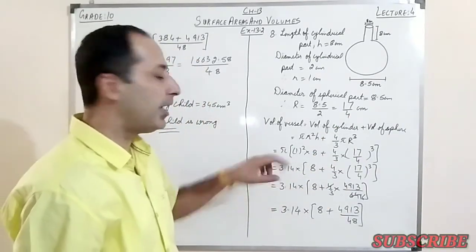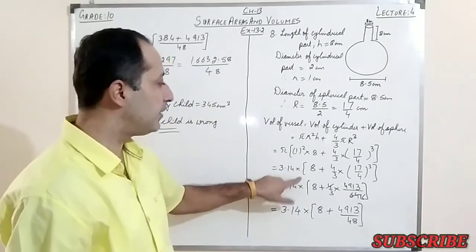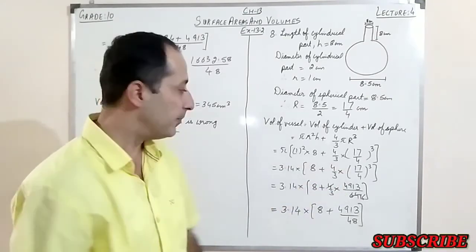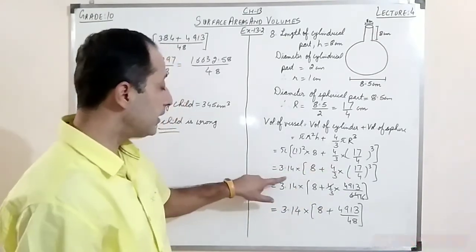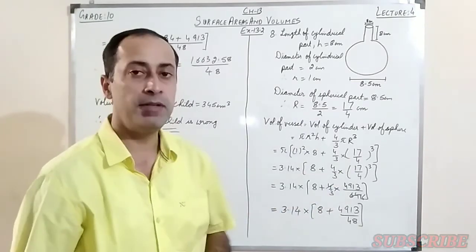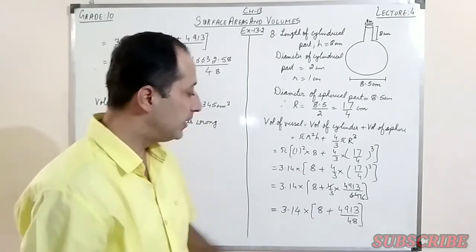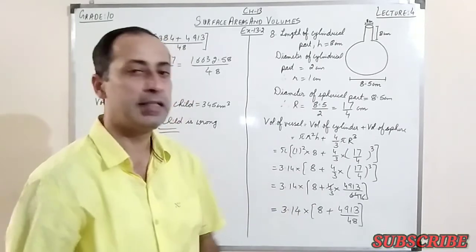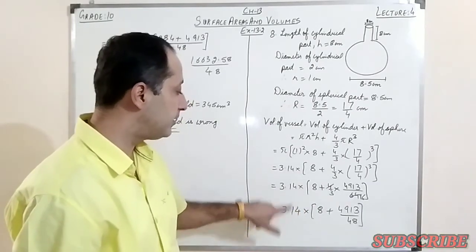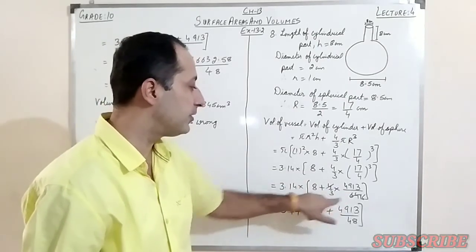Now pi in the question is given, we have to take pi as 3.14, so this is 3.14 multiplied by 1 square which is 1, 8 plus 4 by 3 into 17 by 4 whole cube. We open this cube: 3.14 multiplied by 8 plus 4 by 3 into the cube of 17, which is 4913, upon the cube of 4, which is 64. Cancel out this 64 with 4, we get 16 in the denominator. In the next step, this is 3.14 multiplied by 8 plus 4913 upon 16 times 3, which is 48.